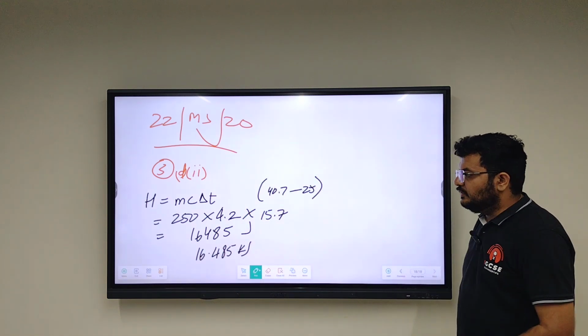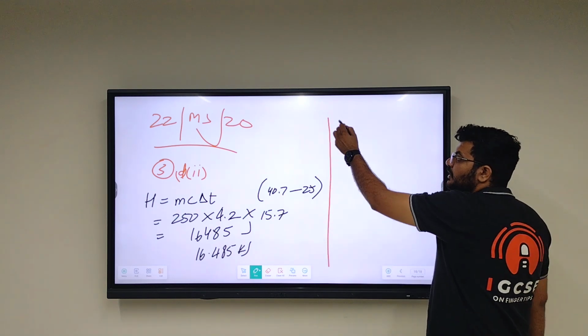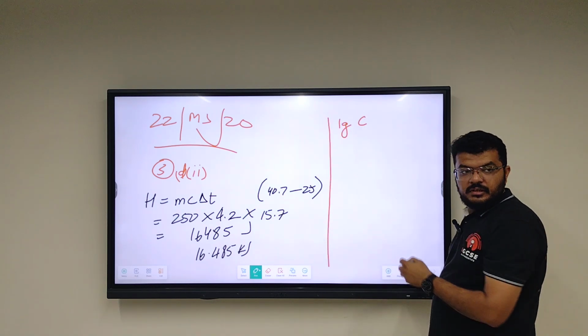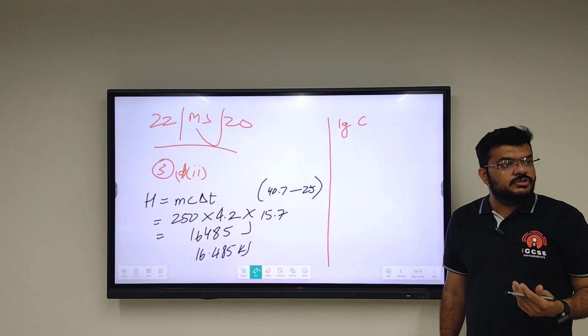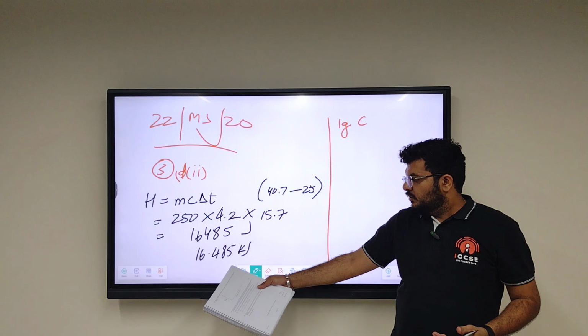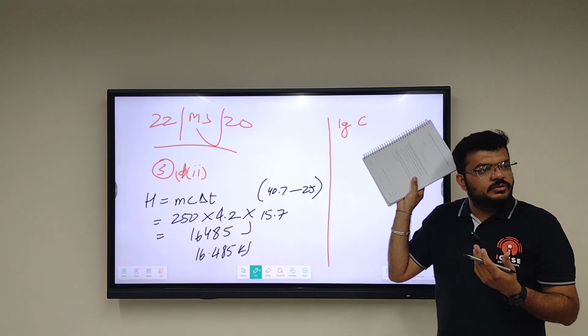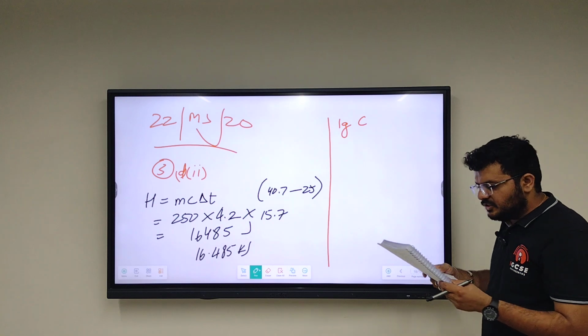Now they have said to find it for 1 gram of sucrose. So you have to do it in moles of sucrose, not moles of water. So this is not the answer.